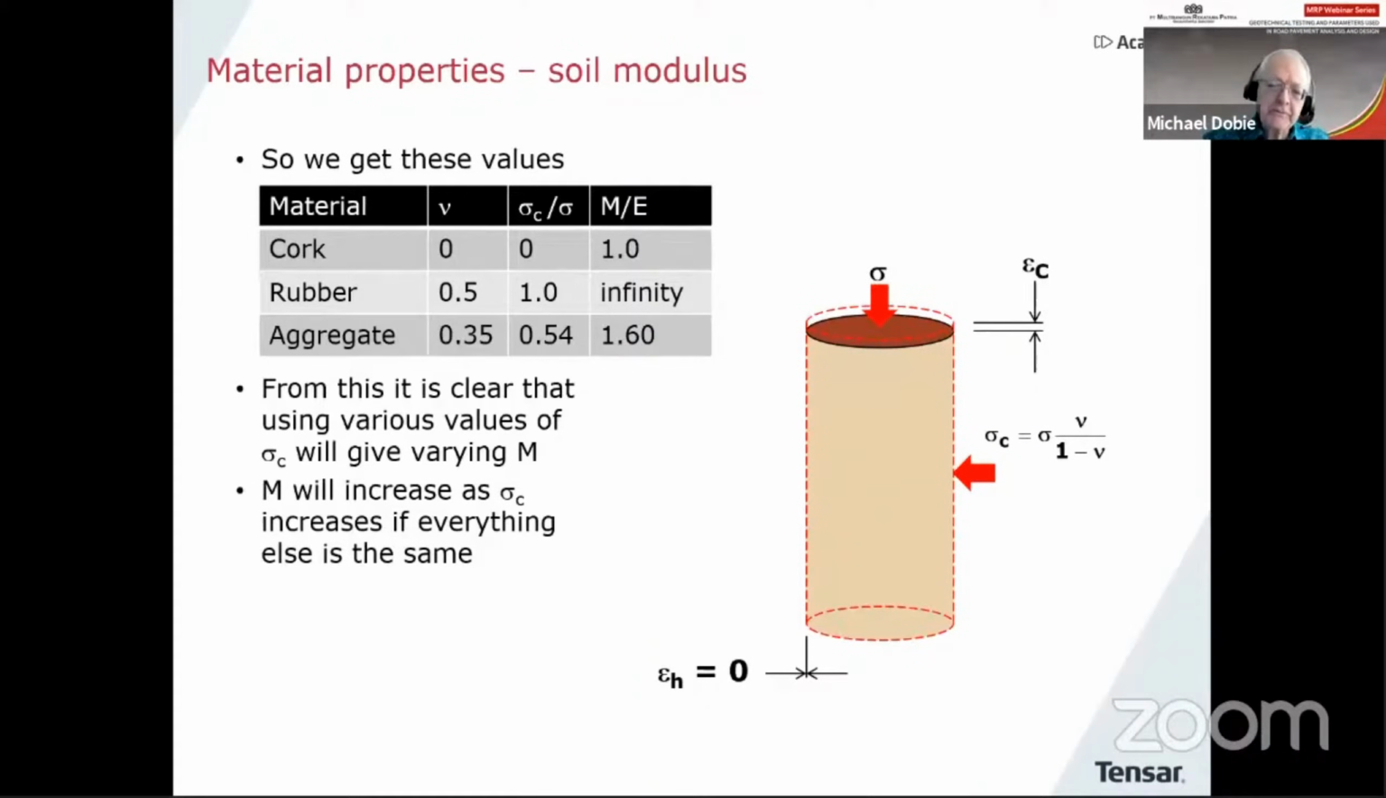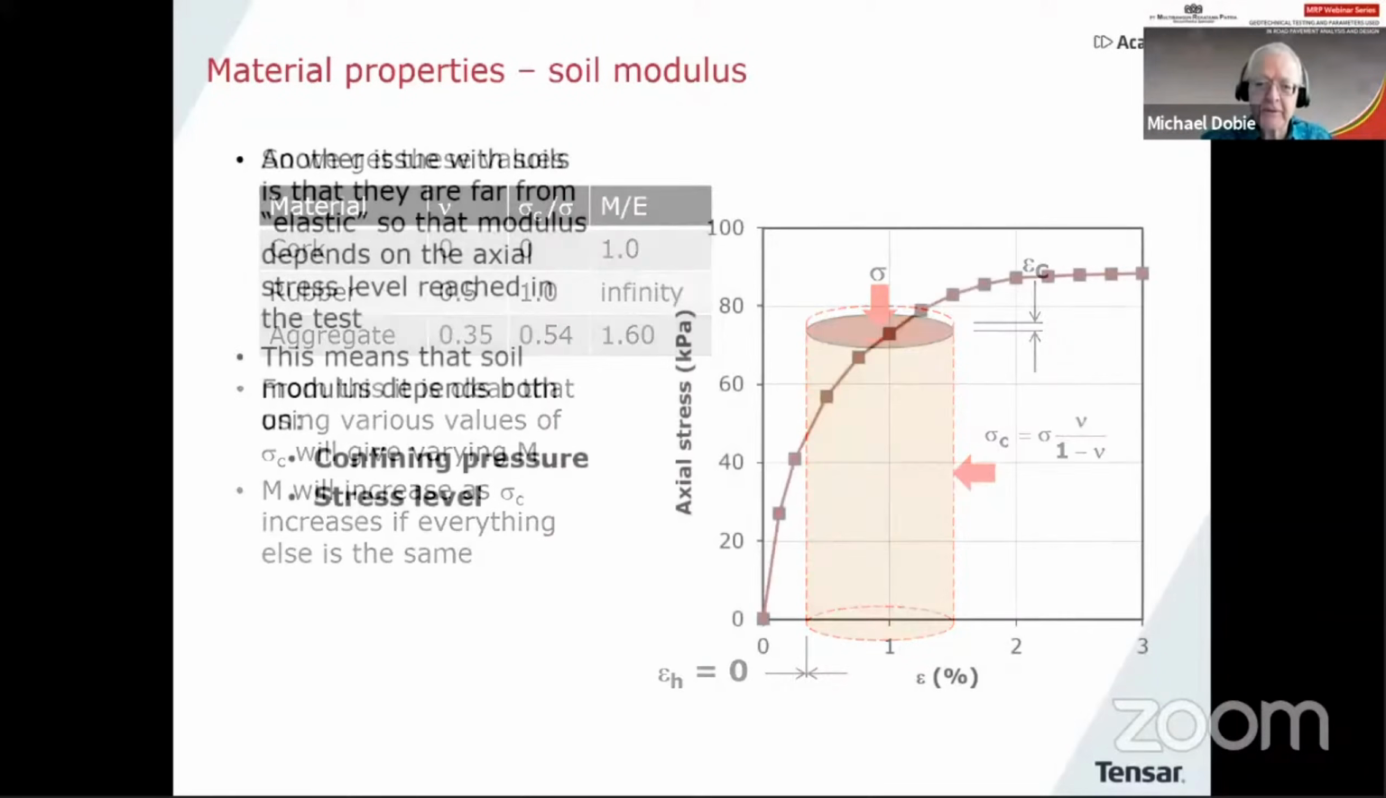But one important point about this discussion is that you can see that depending on the cell pressure or the lateral pressure you apply in a test, you're going to get a different modulus. So M will be different. If I use different values of the cell pressure, I'm going to get different values of the modulus which I measure.